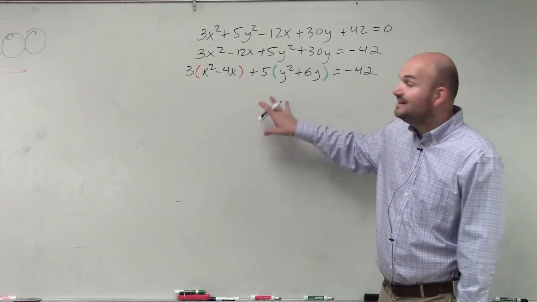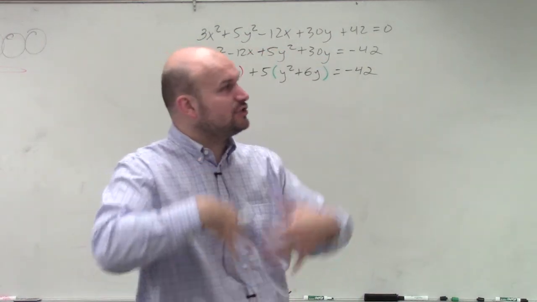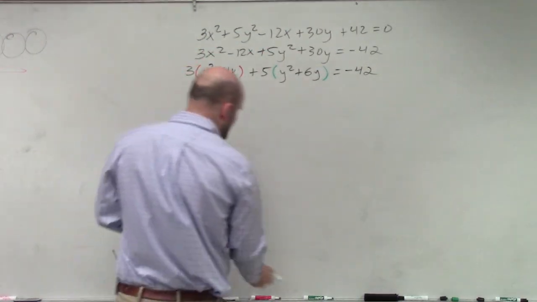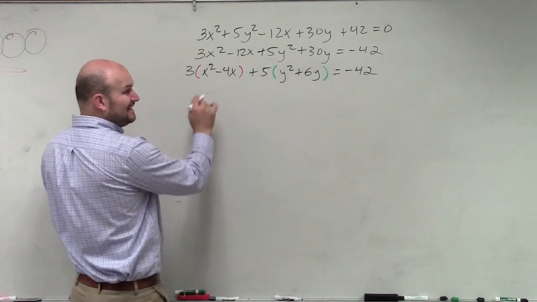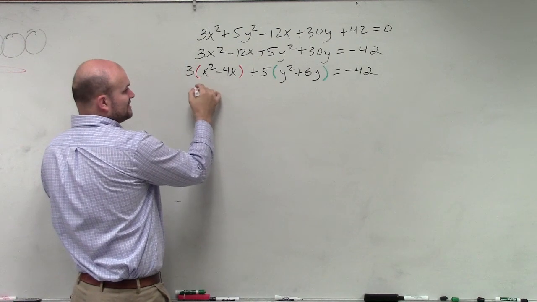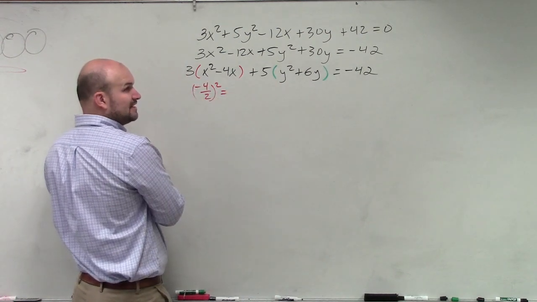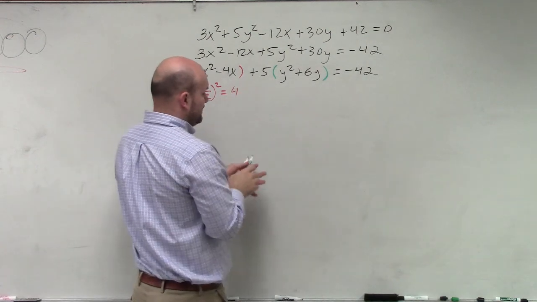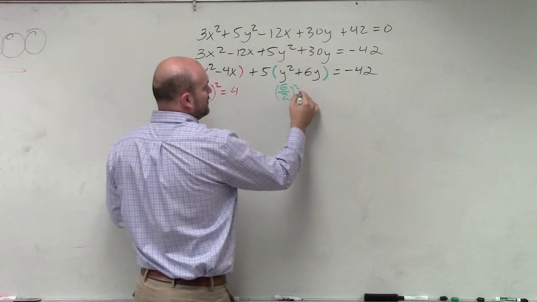OK. Now we complete the square. How do we complete the square? We have to find the value c that creates the perfect square trinomial. So to do that, if you guys remember, we take b divided by 2 and square it. Our b is the coefficient of our linear term, which in this case is -4, divided by 2, squared. -4 divided by 2 is -2. -2 squared is 4. Over here, we take our b, which is 6. 6 divided by 2 squared equals 9.